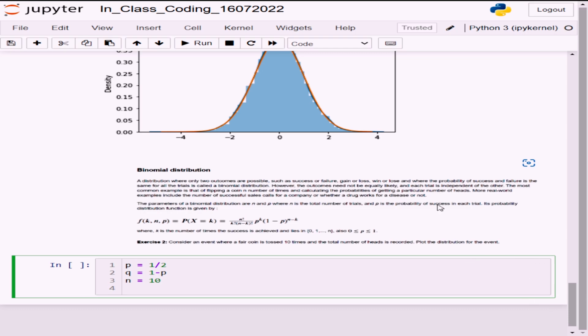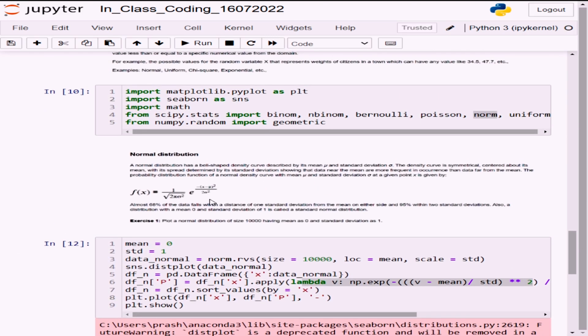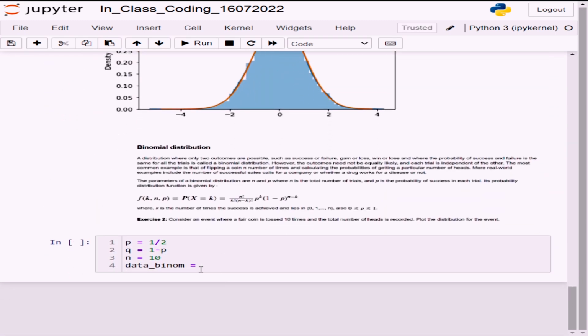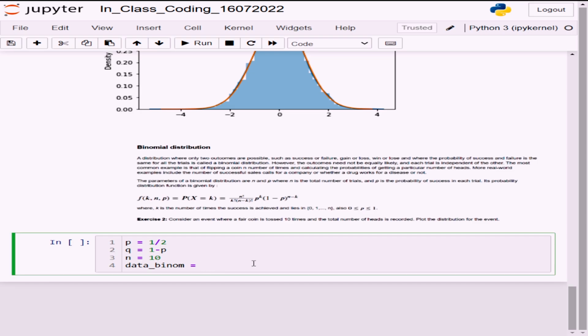All right. So the first one, I'll call it data binomial. Data binomial is equal to, we have already imported binom. I'm going to use that, and I'll use the same function RVS to create the data set. So in binom, I can call RVS. You just have to specify how many samples you want. In this case, just 10. Previously 10,000, now just 10. Okay, so that's n, p.